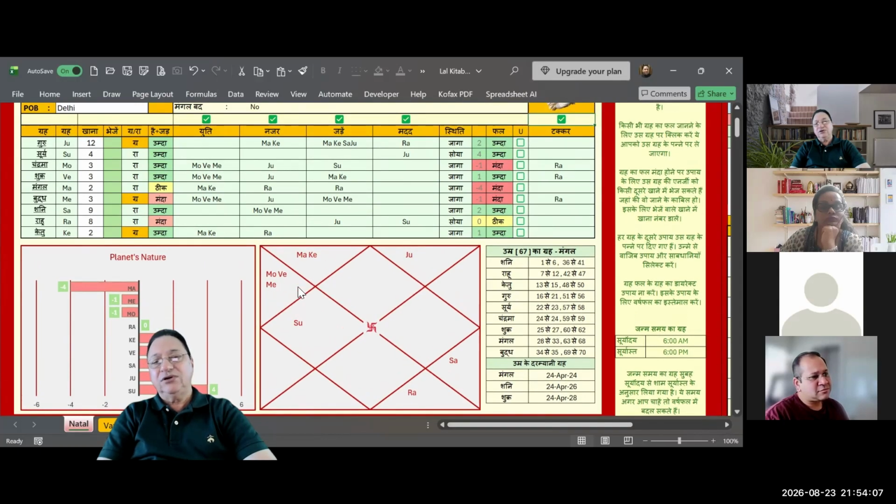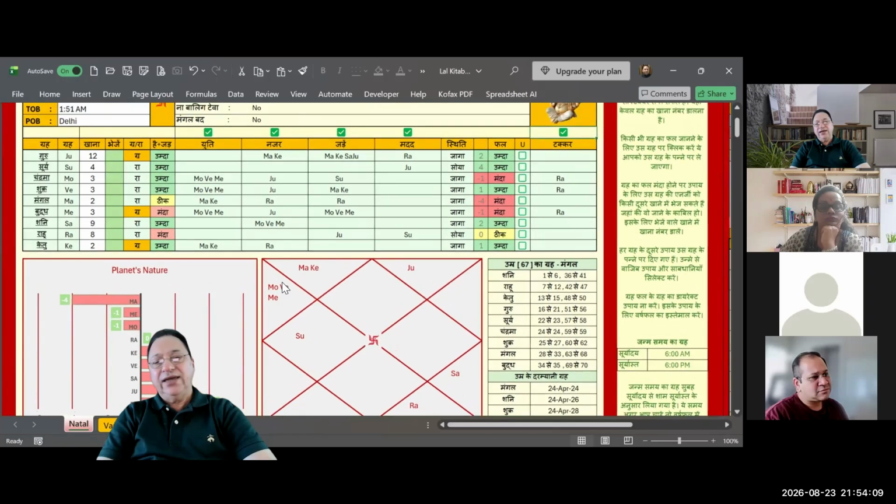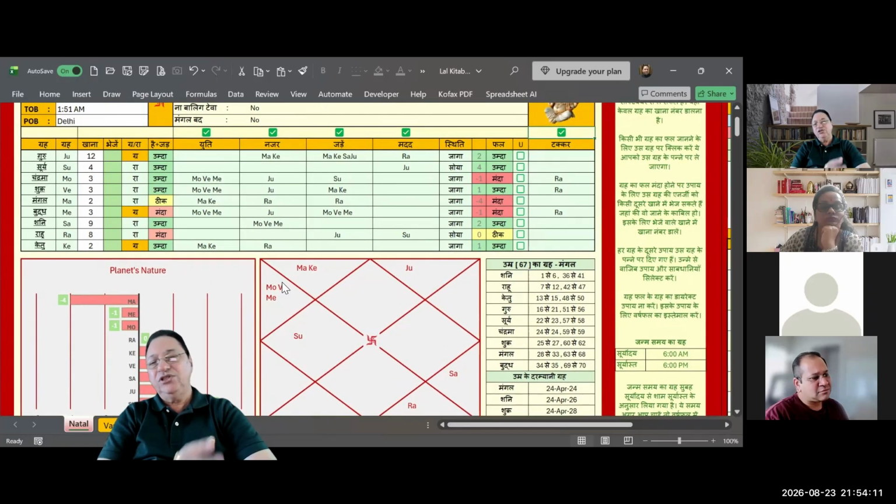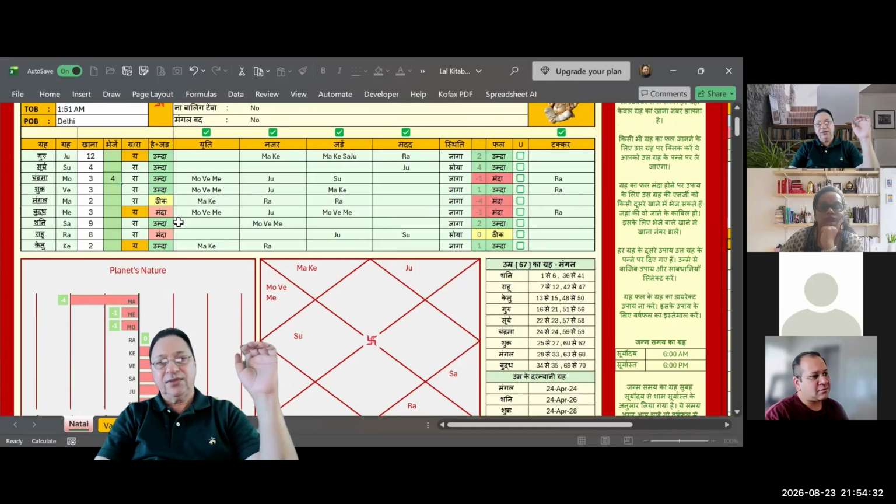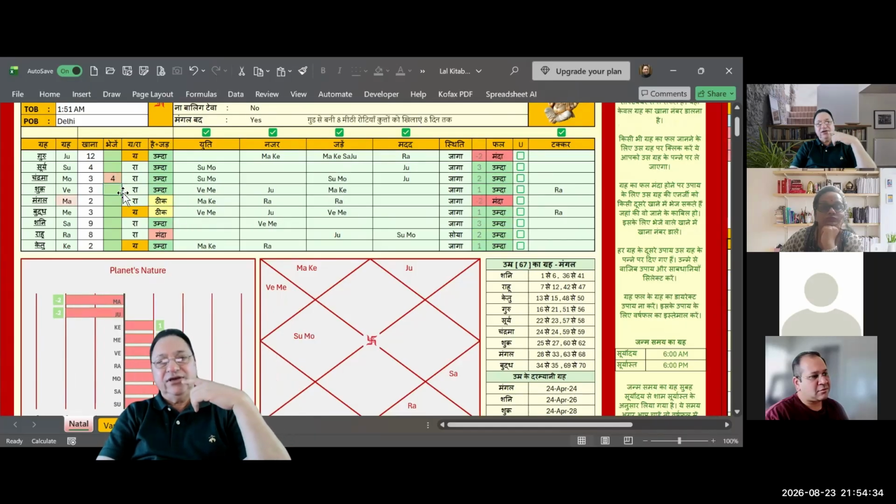For example, Moon is not so good here. I can say, let me put Moon in the 4th house. You get my point? 4th house, we know, is Moon's own house. So it should be good. We can try. So in the Moon's green column, you can put 4. You see, when I put 4 here, Moon has moved to the 4th house.